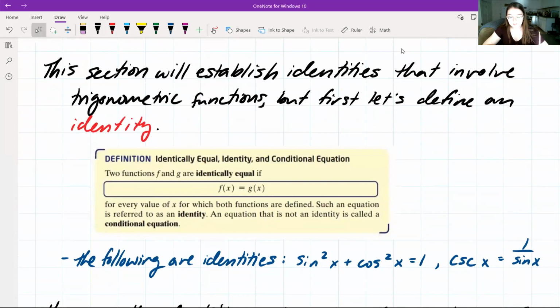So in our definition, identically equal, identity and conditional equation: two functions f and g are identically equal if f of x is equal to g of x for every value of x for which both functions are defined. Such an equation is referred to as an identity. An equation that is not an identity is called a conditional equation. So the following are identities, things like sine squared of x plus cosine squared of x is equal to 1, cosecant of x is equal to 1 over sine of x. Things like those are identities. It means that they are completely equivalent parts on either side of our equal sign.